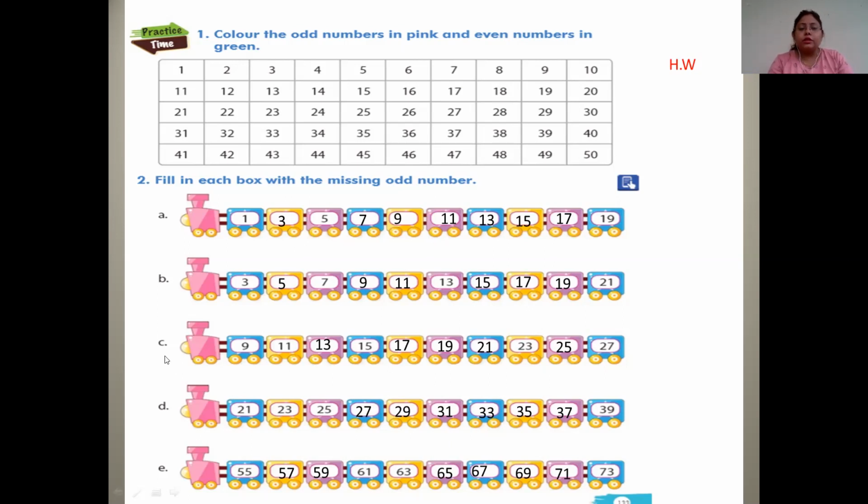Okay. Now moving to C. The C starts with the number 9. So what will be the next odd number? When we add 2 to 9, it will be 9, 10, 11.